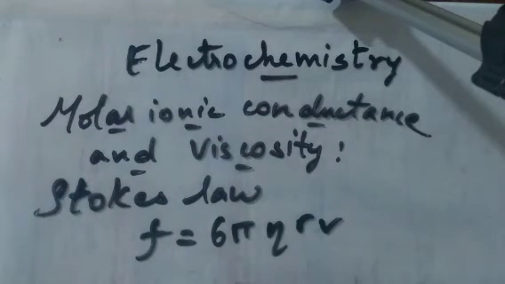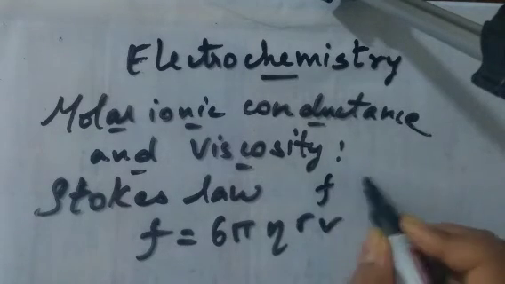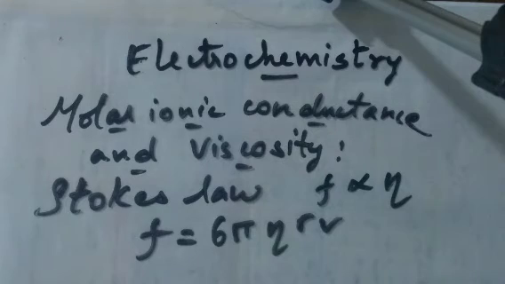Where F is the frictional force and eta is the coefficient of viscosity. We see here that F and eta are directly proportional. If you remove the constant terms, F is directly proportional to eta. That is, as viscosity increases, the frictional force acting on the ion also increases. The frictional force retards or resists the movement of the ion. Hence, on increase in viscosity, the mobility of the ion decreases, and hence molar ionic conductance also decreases.